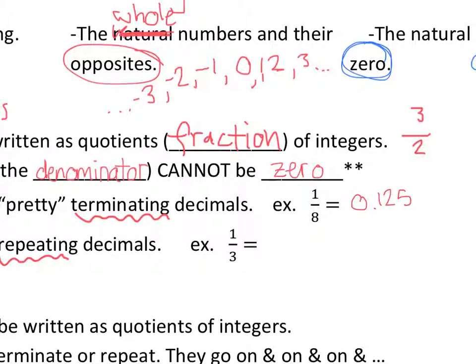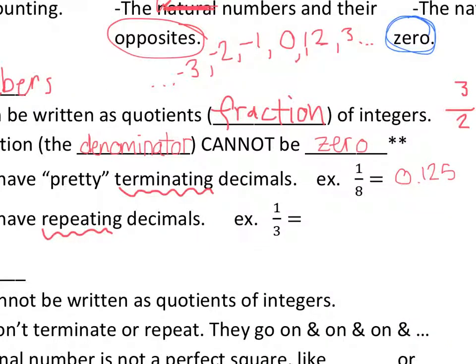Now, the other part are the repeating decimals, like 1 over 3. Well, what does 1 over 3 equal? It equals 0.3333, keep going forever, or the other way to write that, 0.3 with a line over it. It repeats, it goes on and on, okay? So those are also rational numbers.